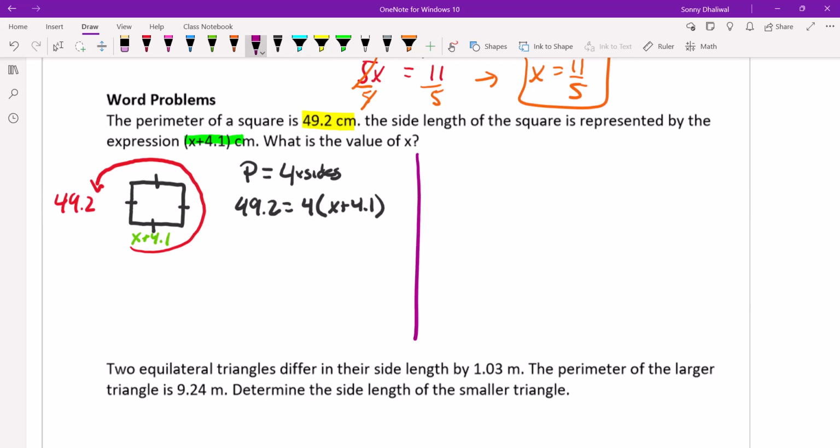If they give you the distance all the way around, and you know that all the sides are the same, how big is one side? What's the numerical value? How would you figure that out? All the way around is 49.2, and you have 4 sides, all the same. How big is each side? Sorry?